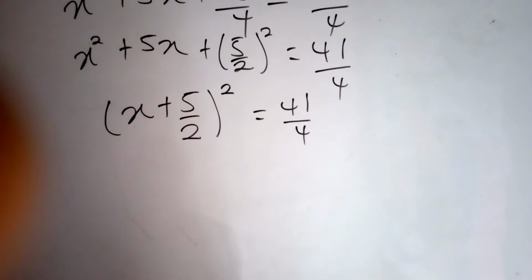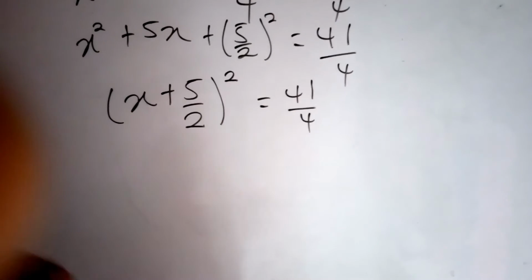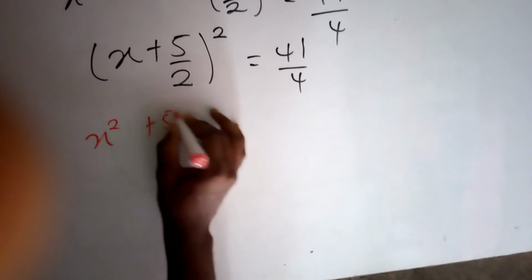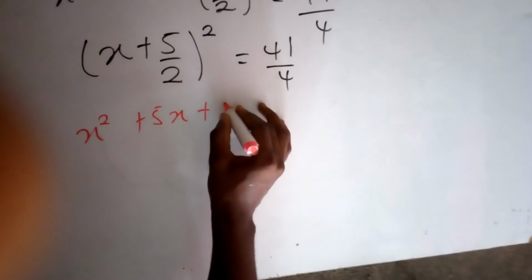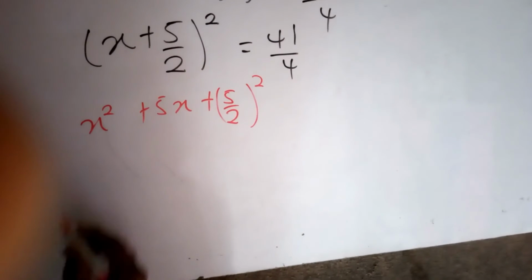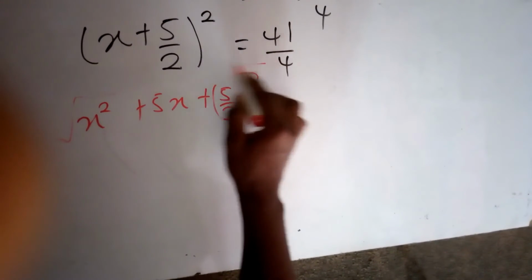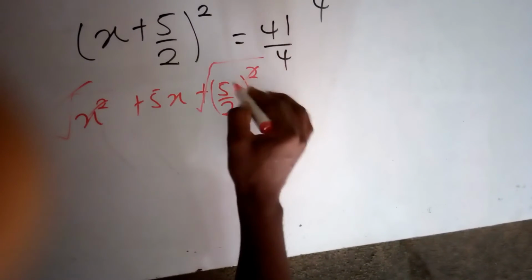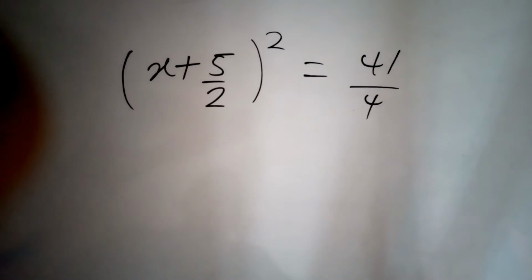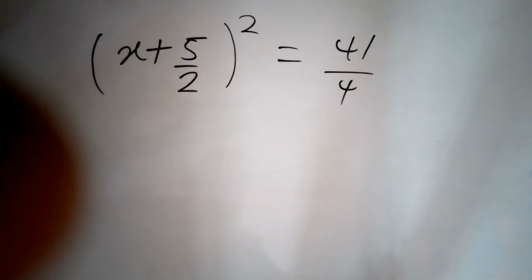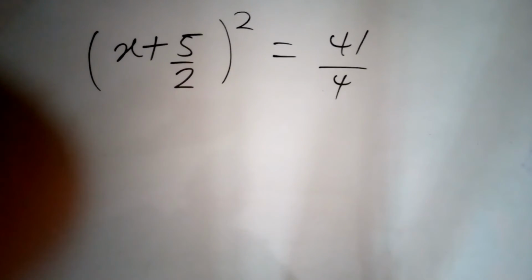Now let me show you how I do this trick. You could see that I was having x squared plus 5x plus 5 over 2 all squared. Simply, we take the square root of this, square root of that. The square cancels the square root. Good. So now after dealing with that perfect square, we have this expression now.